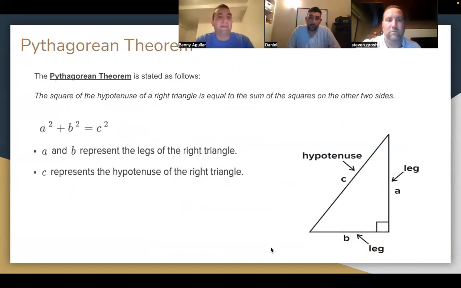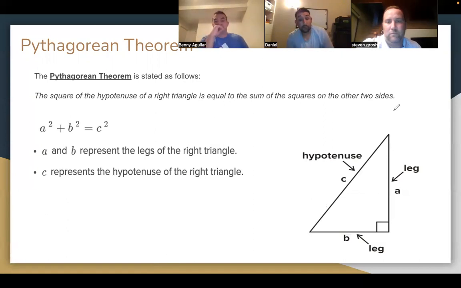So technically speaking, Pythagorean theorem. Daniel, can you please read us the Pythagorean theorem? Pythagorean theorem is stated as follows. The square of the hypotenuse of a right triangle is equal to the sum of the squares on the other 2 sides. Steven, tell us what's our equation. So in other words, that can be noted with exponents as a squared plus b squared equals c squared, where a and b represent the legs of the right triangle and c represents the hypotenuse of the right triangle.